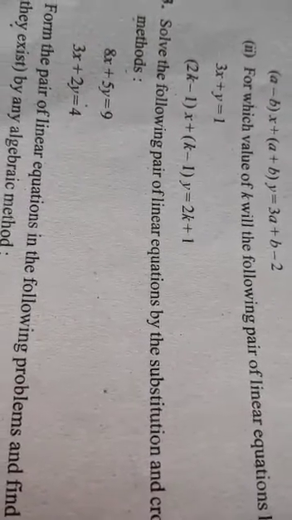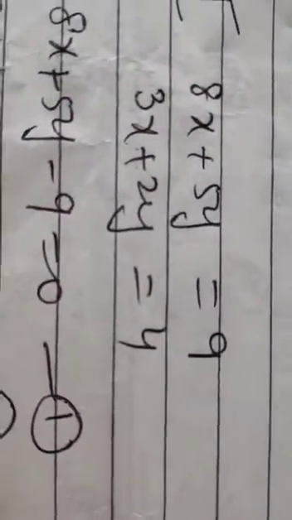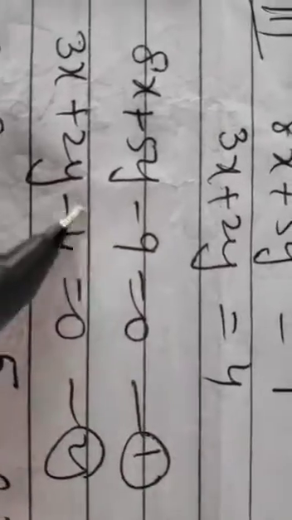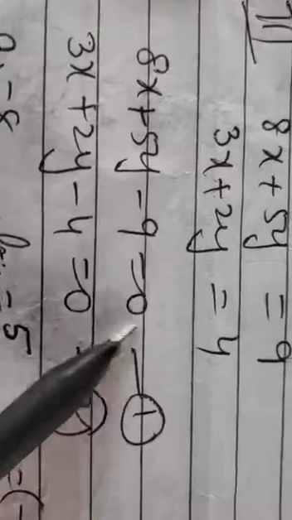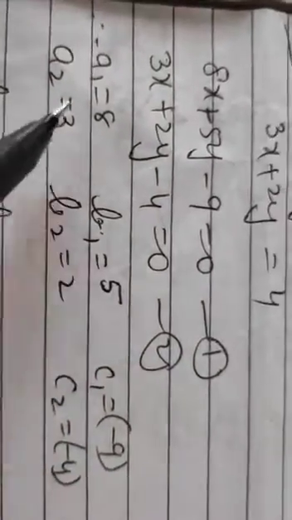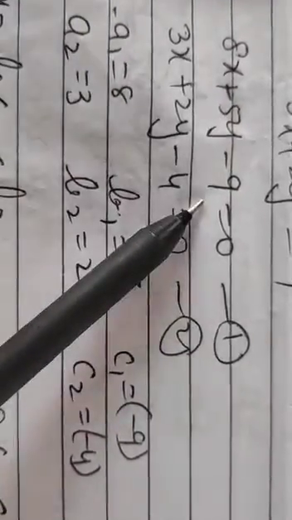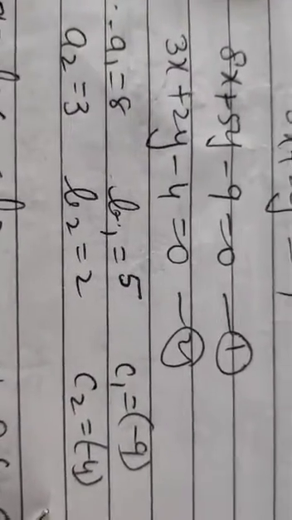8x plus 5y is 9, 3x plus 2y is 4. Correct? Okay, so here is a sum for you. 8x plus 5y is 9, 3x plus 2y is 4. First thing, convert it to the standard form. So here I have converted it to the standard form, means 9 has to be crossed, 4 has to be crossed, so negative 9, negative 4 we write equal to 0. Now, take out A1, A2, B1, B2, C1, C2 values from here. This is the first equation, so these are A1, B1 and C1. This will be A2, B2 and C2, along with the sign I have taken up.